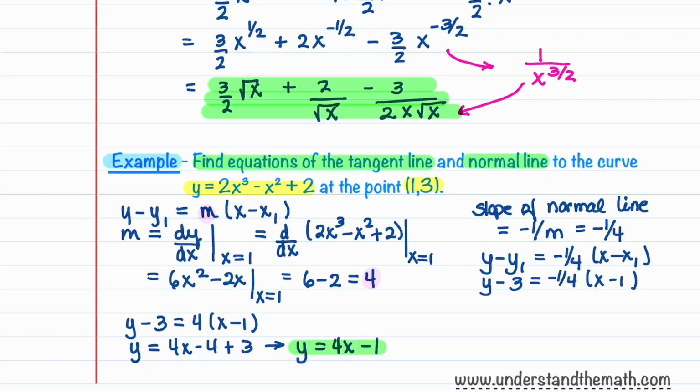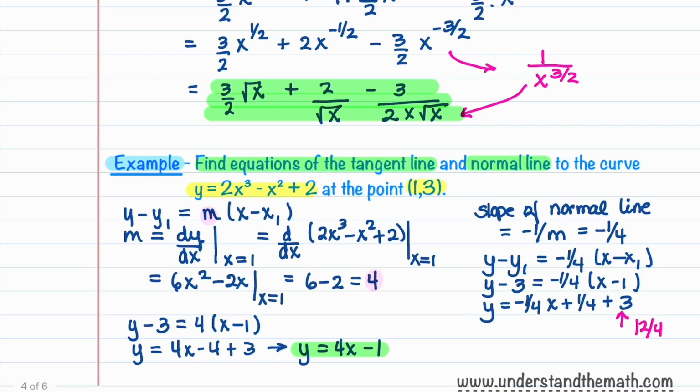Now let's multiply everything through. This is y is equal to minus 1/4 x plus 1/4 plus 3. Let's think of our 3 as 12 over 4. So our final answer is y is equal to minus 1/4 x plus 12 over 4 plus 1 over 4, which is 13 over 4. And let's highlight this because that is the equation of our normal line.